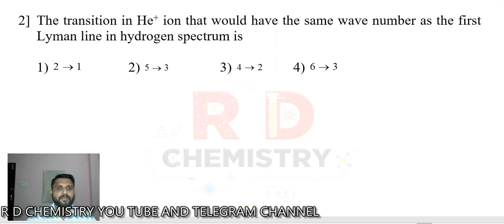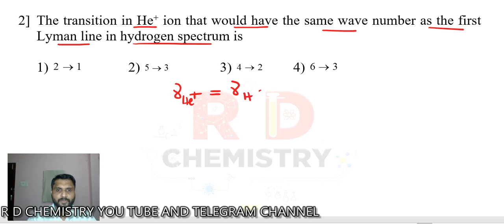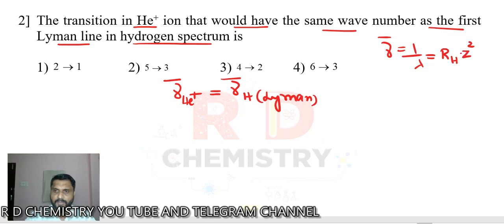The transition in helium plus ion that would have the same wave number as the first Lyman line in the hydrogen spectrum. That means they are telling the wave number of the helium plus ion is equal to the wave number of the hydrogen atom. Okay, and we have to consider the Lyman line. Now how to calculate the wave number? Wave number is nu bar. Nu bar is equal to 1 by lambda. The actual formula is RH, Rydberg constant, into Z square, atomic number, into 1 by n1 square minus 1 by n2 square, right? Okay.